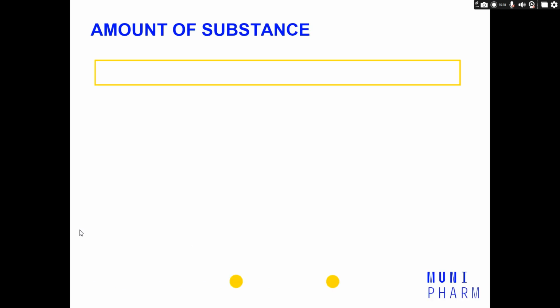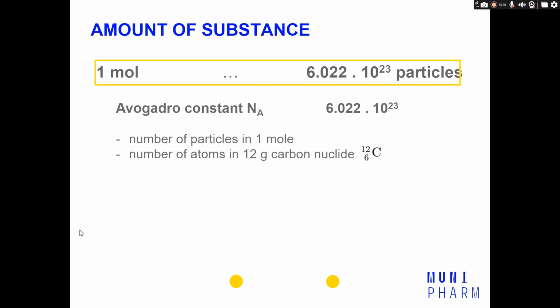Let's move to another important quantity. The amount of substance allows us to express how much of a substance we have by the number of particles. The standard unit is 1 mole, and 1 mole is exactly 6.022 × 10^23 particles. This number is called the Avogadro constant, Na, and its definition is the amount of substance in 12 grams of the carbon-12 nuclide.